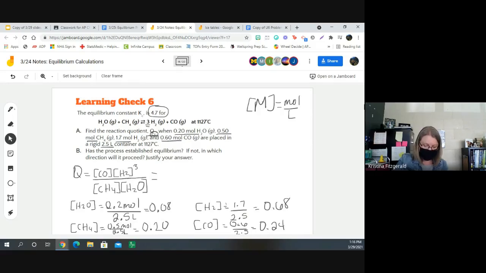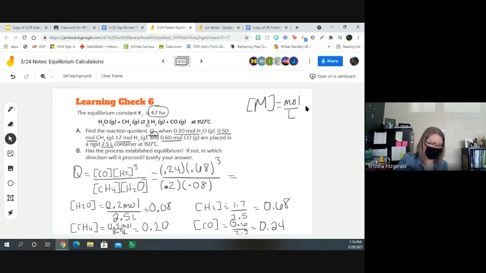I'm not going to use parentheses. Watch that I put them in the right spots: 0.24 times 0.68 to the third power, all over 0.2 times 0.08. I cannot math that, so if anybody wants to put a number in the chat or shout it out loud, feel free to do that.